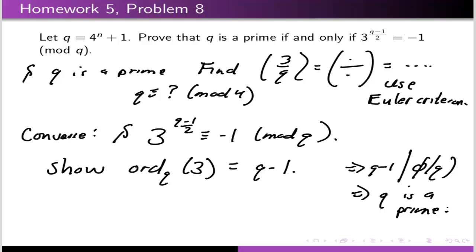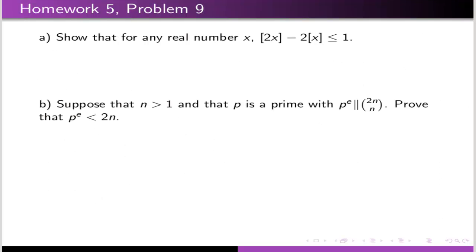Q is a prime. Yeah, I think that's good. Problem 9. Show that for any real number x, bracket 2x minus 2 bracket x is less than or equal to 1. Well, you can actually calculate that quantity on the left-hand side. Just say x is bracket x plus a little delta, where delta is less than 1. So it's its integer part plus this little bit extra.